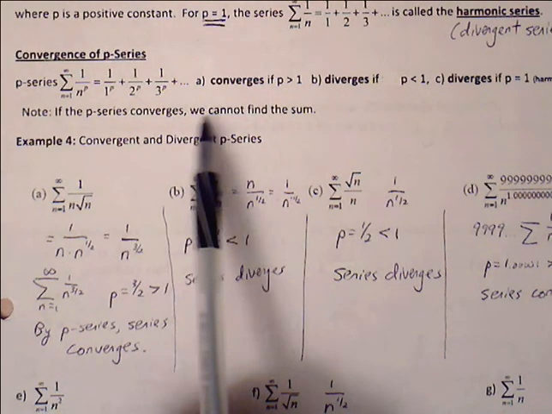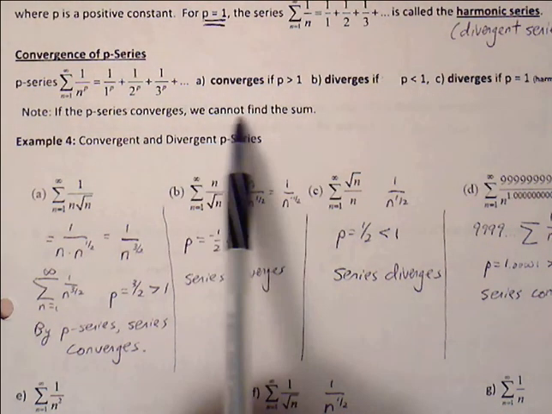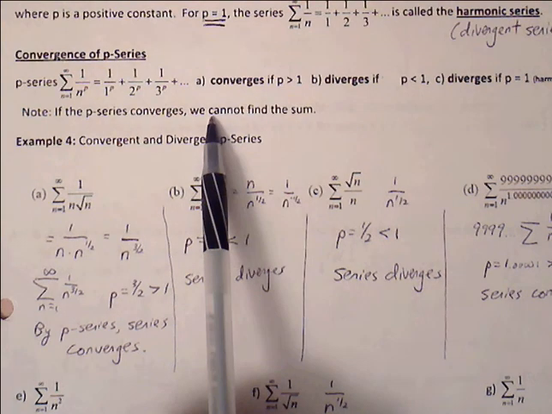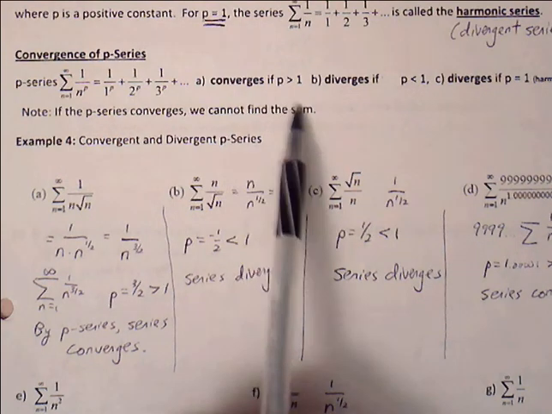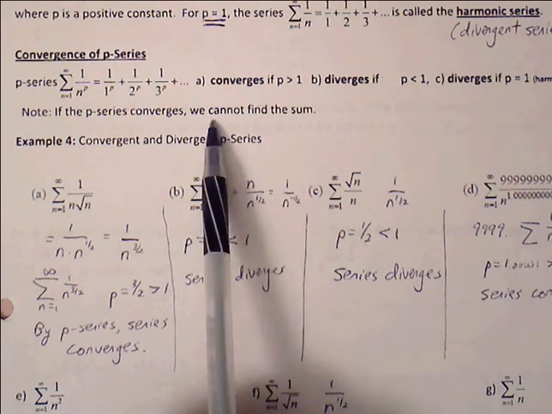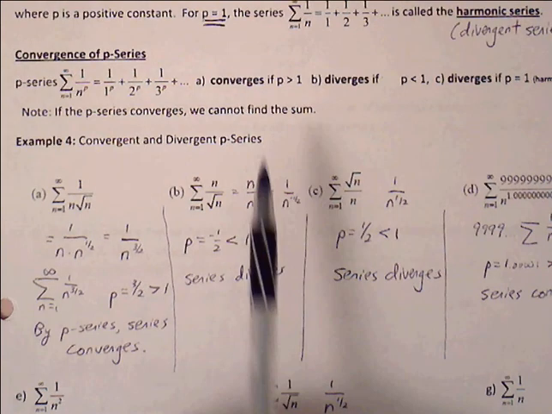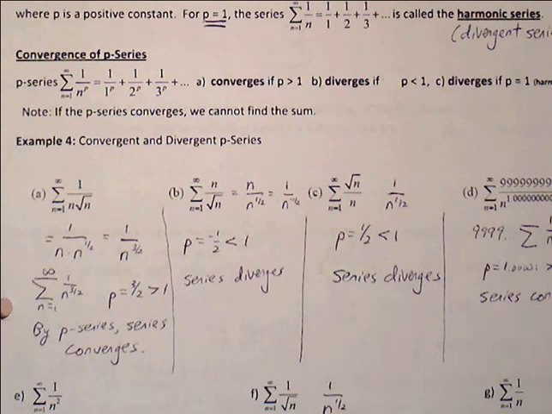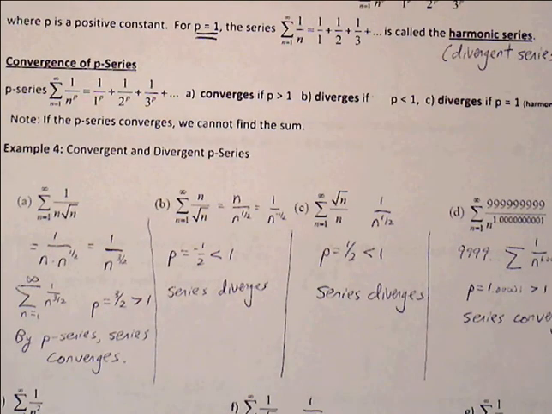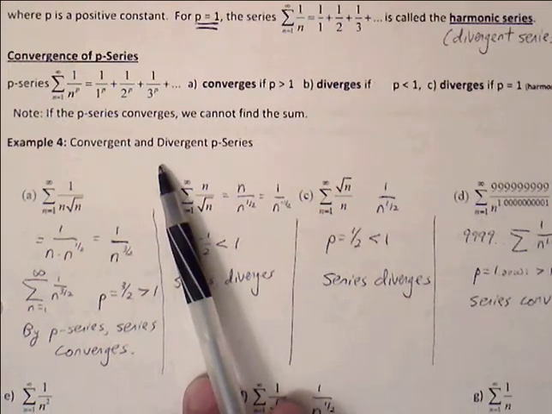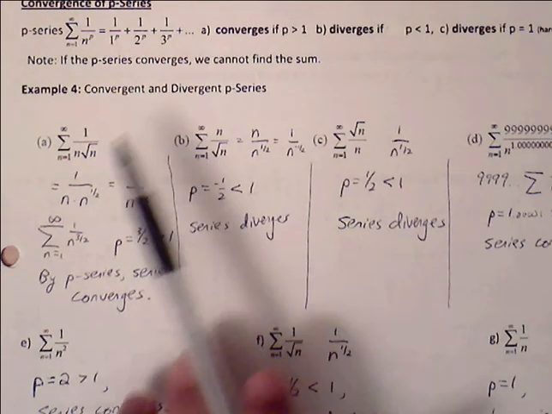If the p-series converges, we cannot find the sum. We can do a partial sum, but it is not like the geometric test, where we can easily find the sum using a formula. So we cannot find the sum easily, but we are always able to find an approximation by using partial sums. And we'll talk about finding the remainder later on as well.